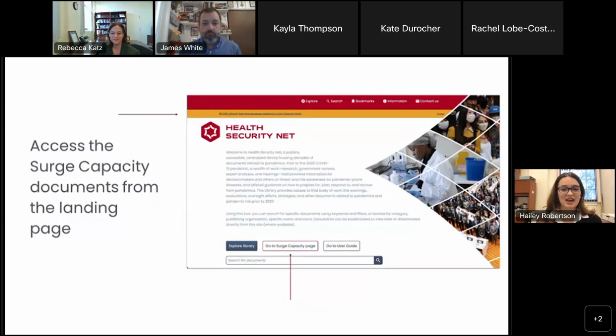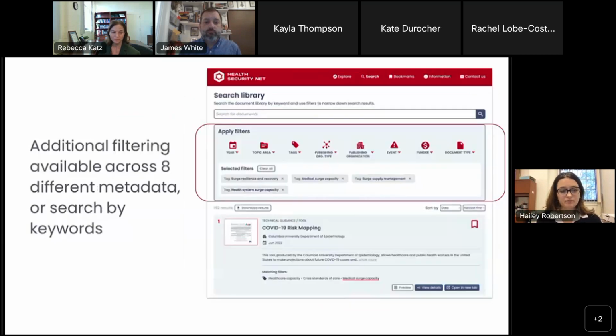To a new user's eye, you immediately will be drawn to the yellow banner at the top of the page announcing the recent update, which you can click to go to a pre-filtered page including all 192 surge capacity resources. You could also click the permanent surge capacity button on the top of the search bar to be taken to the same pre-filtered page. Next slide, please.